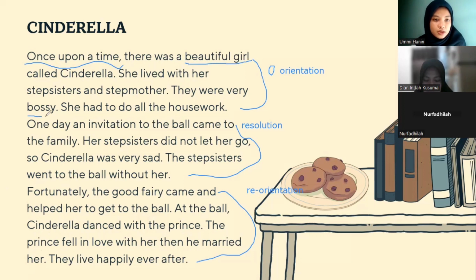And the last is the noun phrases. Noun phrases are used to give more detailed description or highlight specific elements in the story. For example, stepsister and stepmother, housework, ball, the prince, and the good fairy. I think that's all, ma'am. Thank you, Dila, for the good answer.